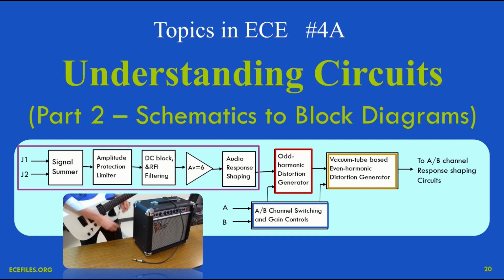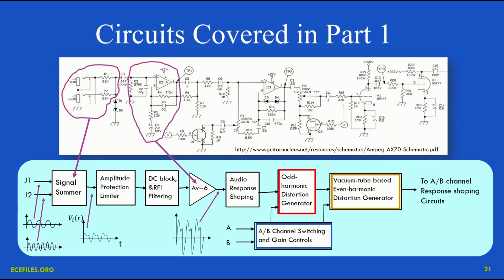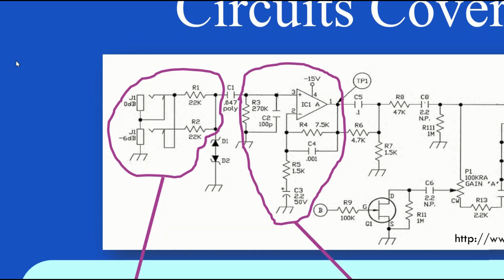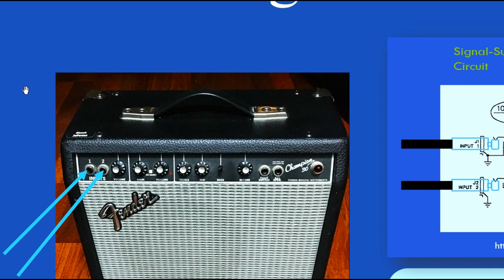Welcome back to episode 4 in Topics in ECE, where we're trying to understand a schematic diagram. So here's where we got to in part 1. We were looking at this schematic, which is a piece of a guitar amplifier. And the guitar amp has 2 input jacks, jack 1 and jack 2, plus several controls.